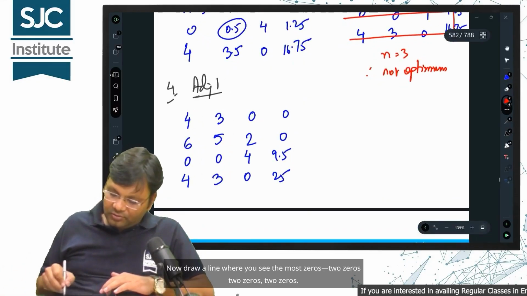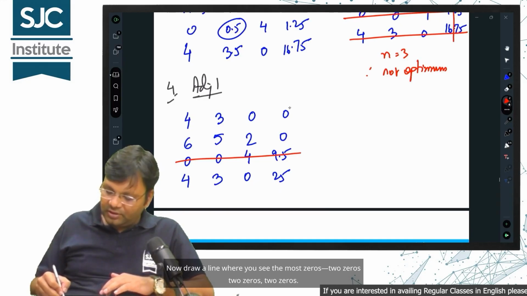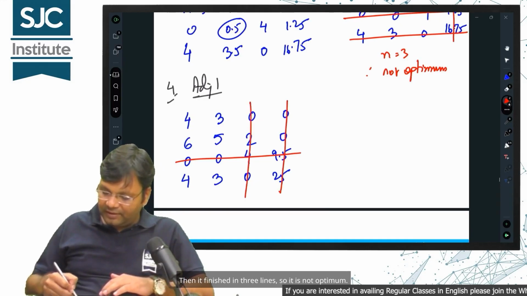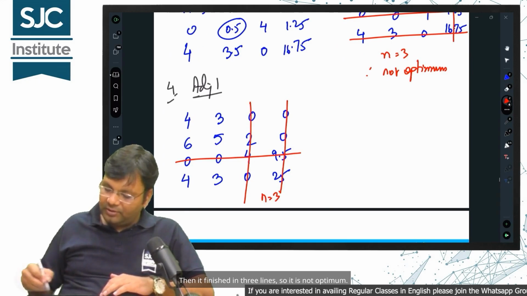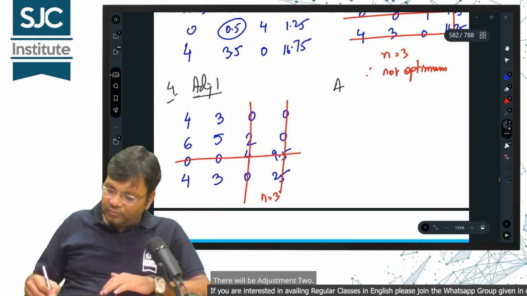Now draw a line where you see the most zeros. Then it finished in 3 lines, so it is not optimum. There will be adjustment 2.